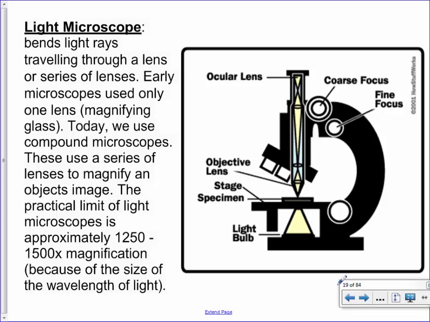Then this one in yellow zooms things in 10 times bigger. This one in blue zooms things in 40 times bigger. And if you've got an awesome microscope, you might even have a lens on it that makes things 100 times bigger. Okay. So that's only half of the microscope.